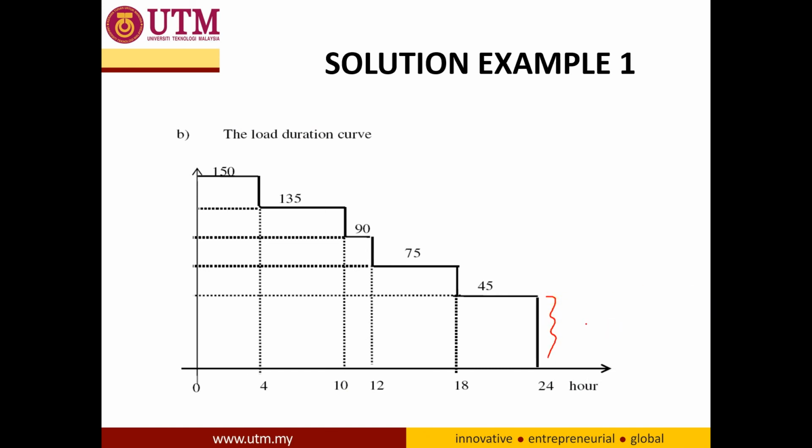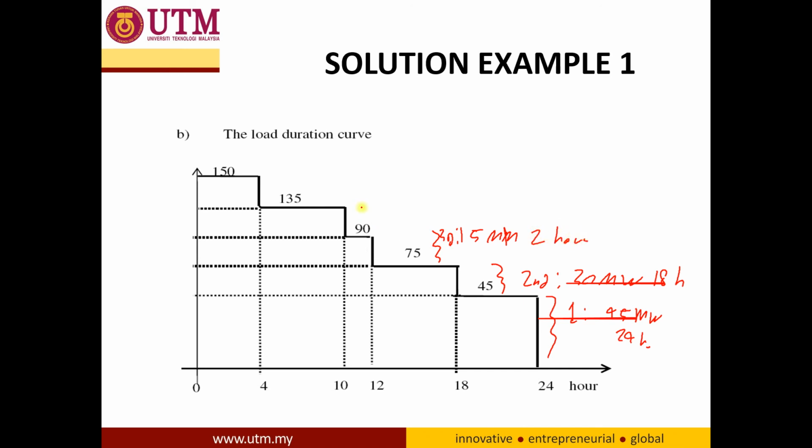So you can see here, the first unit you have 45 megawatt for 24 hours. The second unit here, you need to supply 30 megawatt for 18 hours. And the third unit is 15 megawatt for 2 hours.